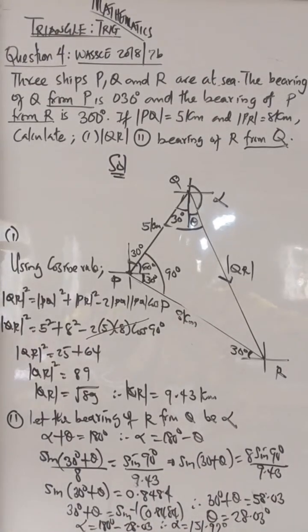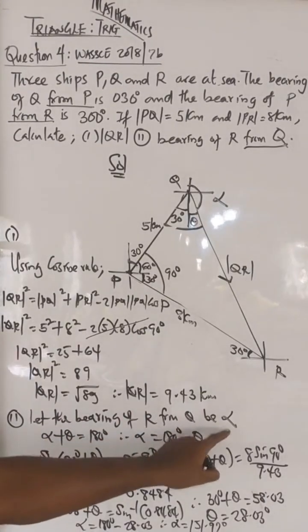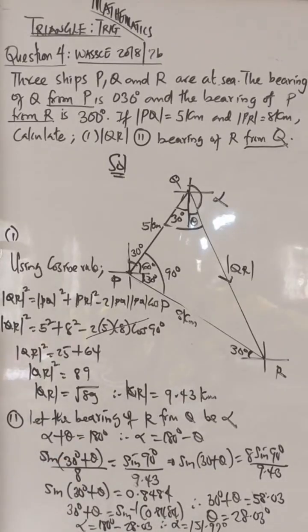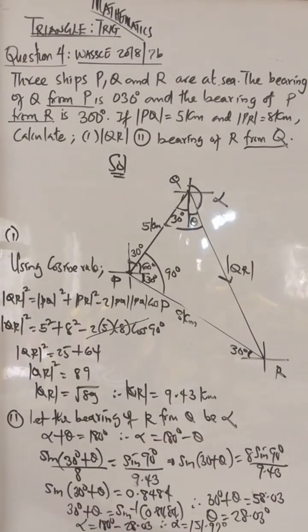We are not told to get alpha, we are told to get the bearing of R from Q. Since we've already declared here that the bearing of R from Q is alpha, by getting alpha, we got to the answer already. But if you didn't declare alpha at the beginning, when you are done, you have to declare what alpha stands for. But it's better you declare alpha at the beginning. So the bearing of R from Q is 151.97 degrees.